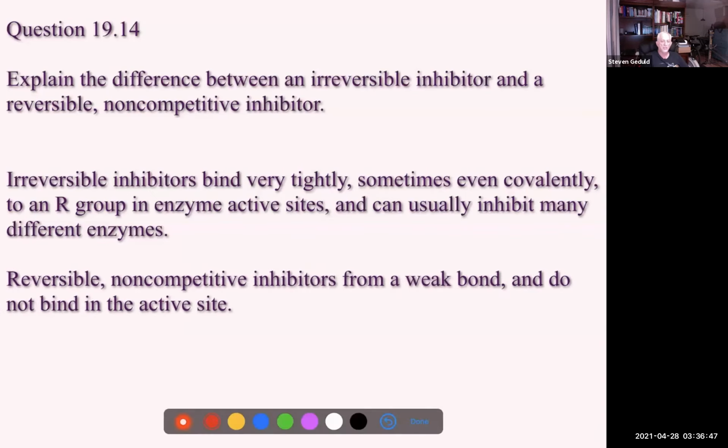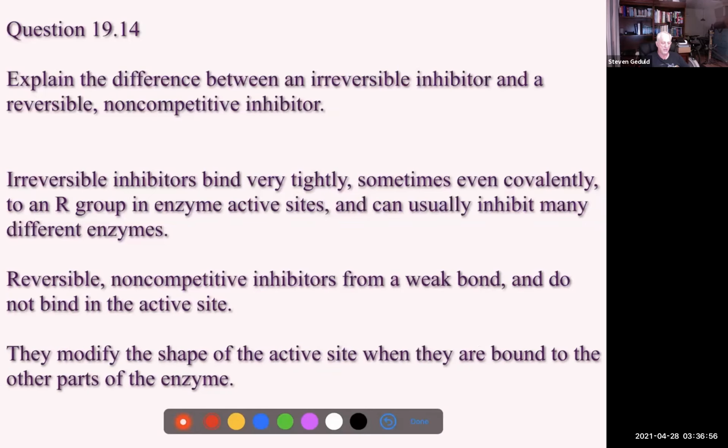The reversible non-competitive inhibitors form a weak bond and do not bind in the active site. They bind in an allosteric site, a site away from it. They modify the shape of the active site where they are bound to the other parts of the enzyme.